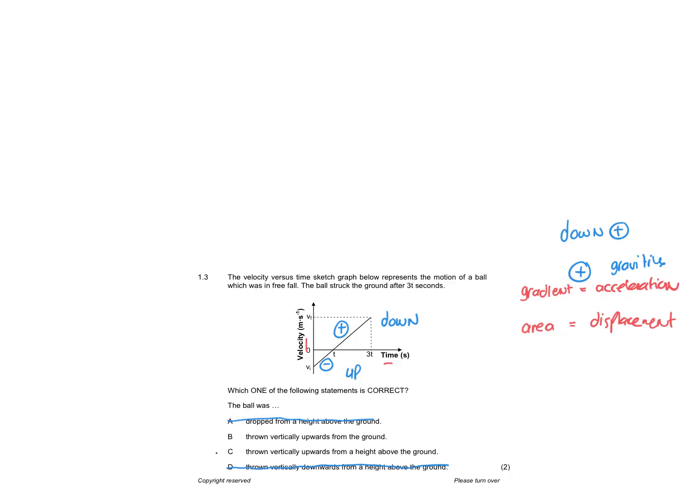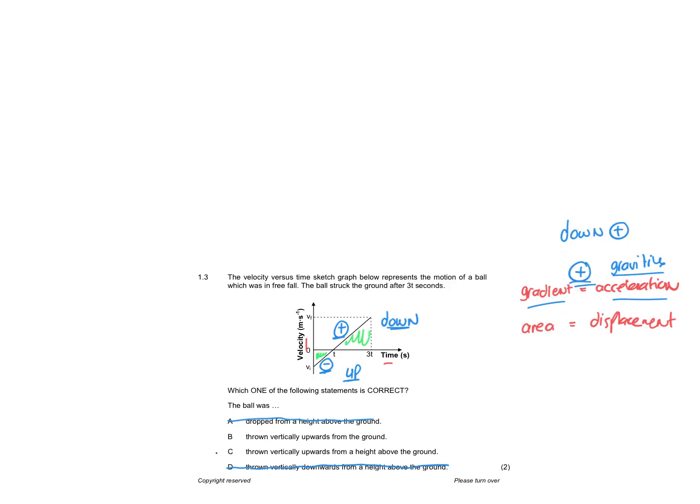This example has some velocity that is negative, which in this case is up, because the gradient of the graph is positive, which means the acceleration of the graph is positive, and the acceleration is gravity, which is always downwards. So this part here is negative, and this part here is positive, which means this part is up, and this part is down. And if you look at the area under the graph, which is the other thing that helps us, this area is smaller than this area.